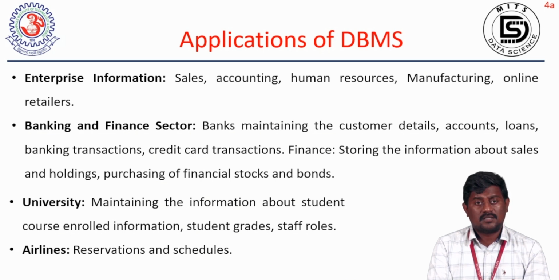Why? Because banking sectors have multiple branches, so they have to store huge amounts of data and information. That's the reason they maintain databases in banking: account details, loans, transactions, cards like credit cards and debit cards. Finance means sales, holding, and purchasing of financial stocks and bonds, something like that. Universities, that means colleges and universities, maintain huge data: student records, marks, everything they are storing. That's the reason universities use databases.